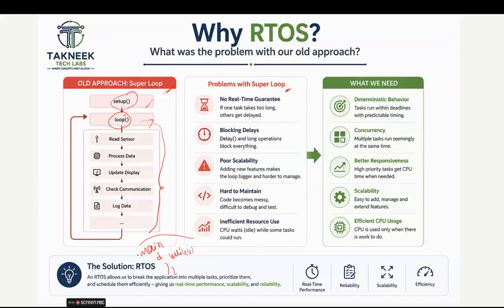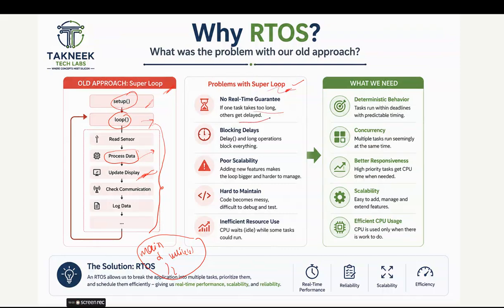This is called a super loop architecture. The problem with super loop is, suppose this process data took more time than required because of some condition, then everything after it will get delayed. Suppose the data which needs to be processed got delayed, then the display will show misleading information, and that can be catastrophic if you are making some important decision based on that data. That can be problematic. So this is the problem with super loop.